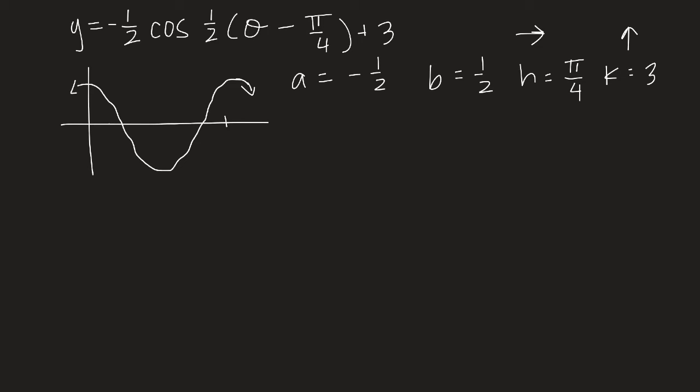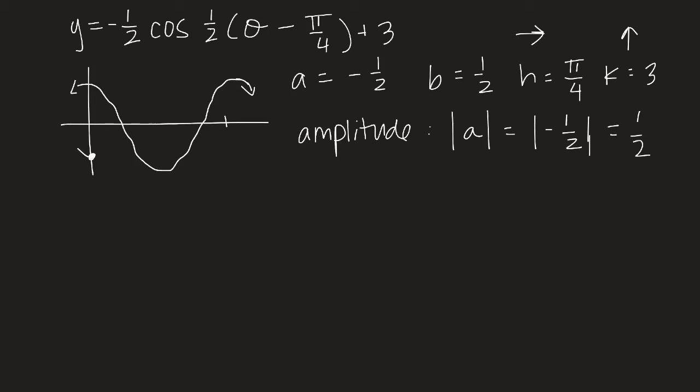Let's start with the amplitude. Okay, so the amplitude is the absolute value of A. So it would be the absolute value of -1/2. So just a half. So that means this is going to flip upside down because it's negative. So instead of starting high, it's actually going to start down here and then go this way.